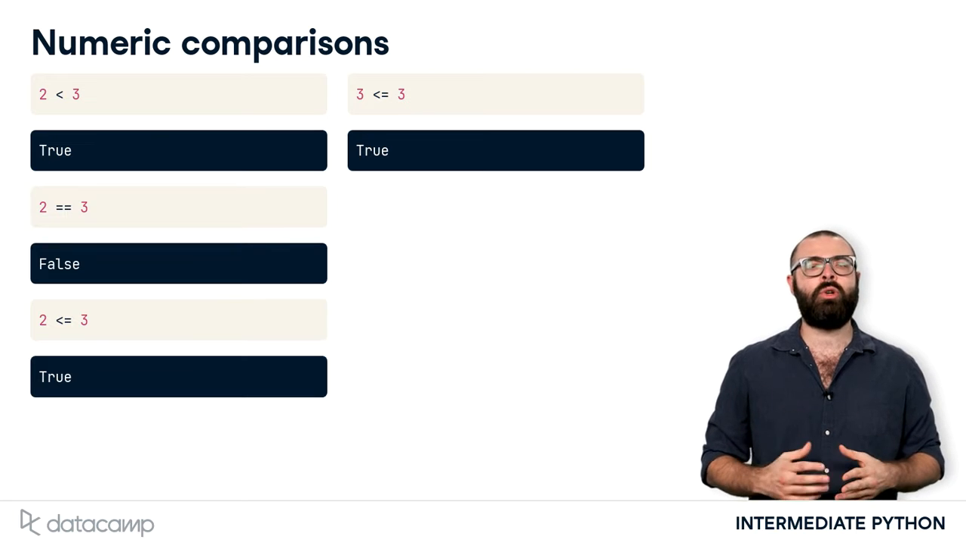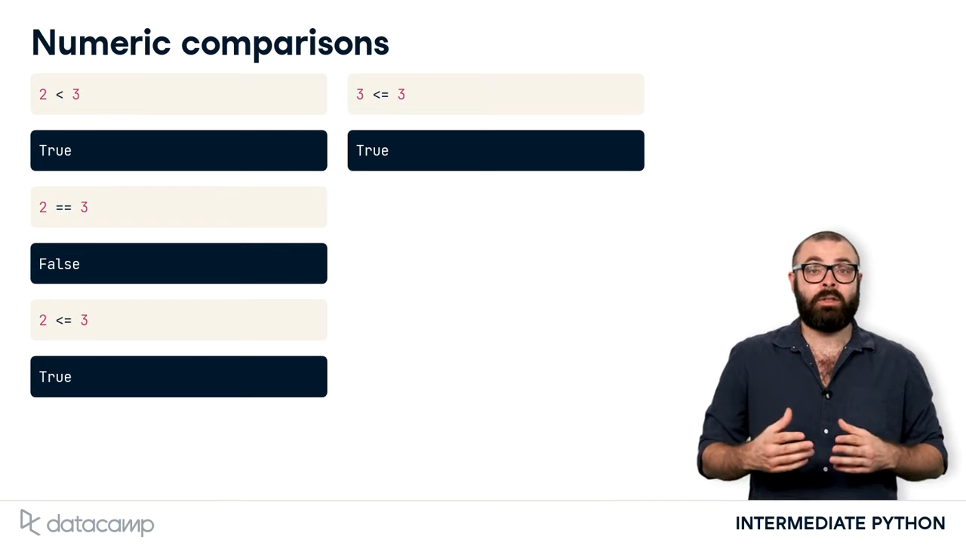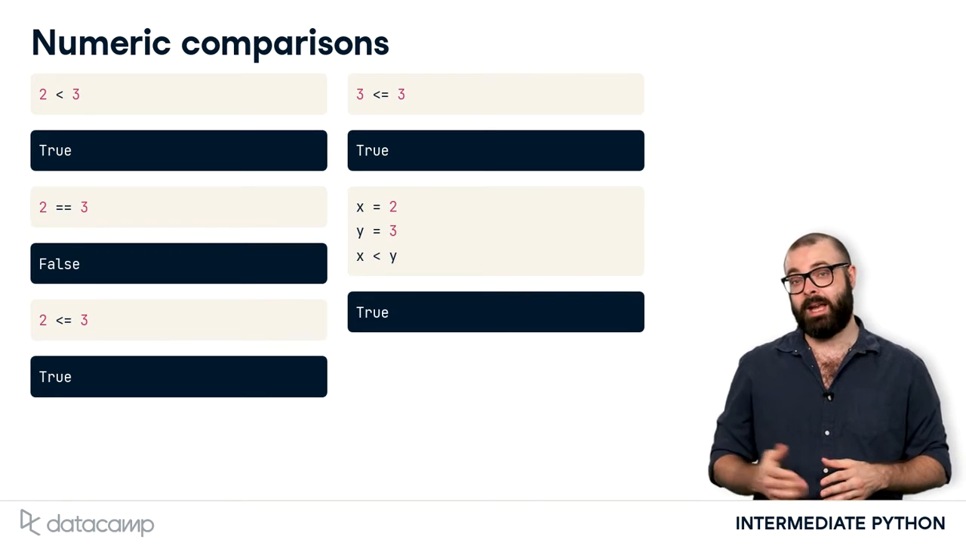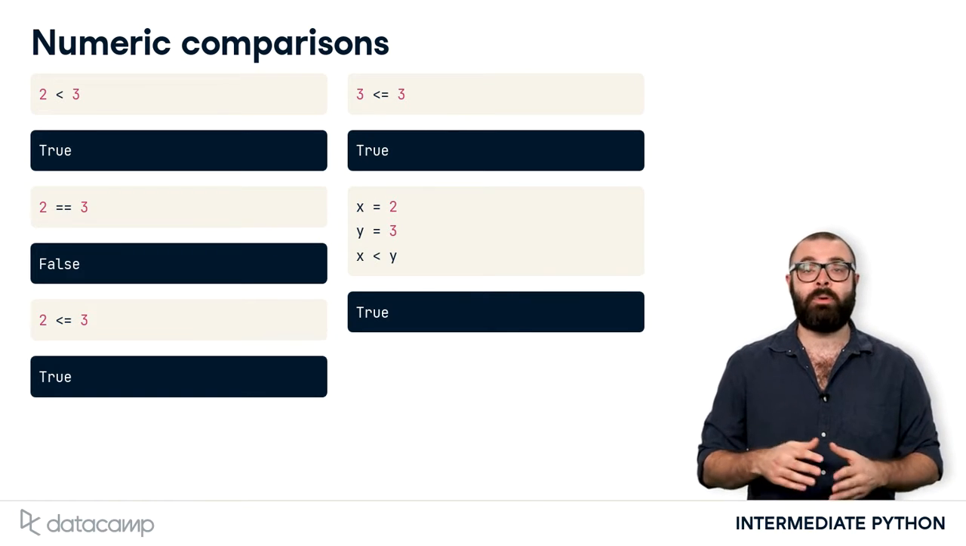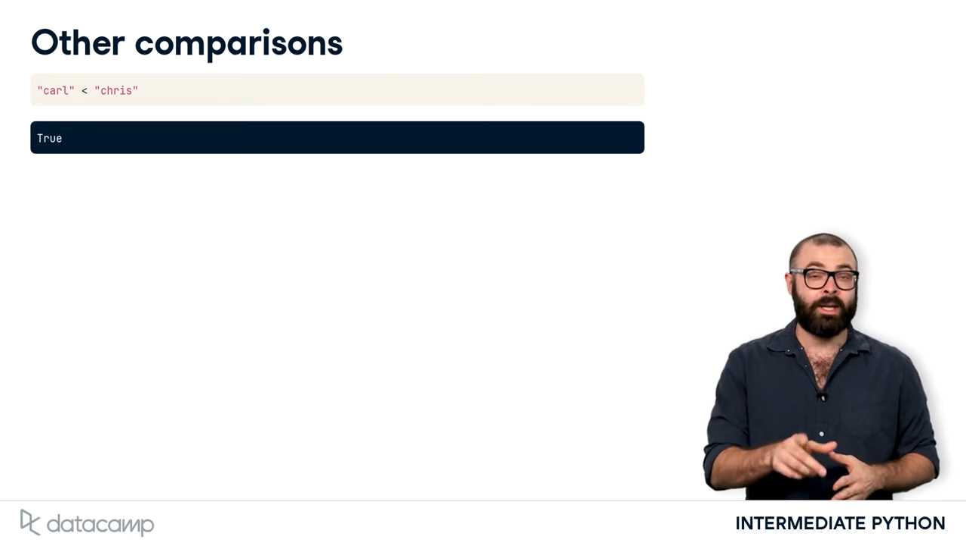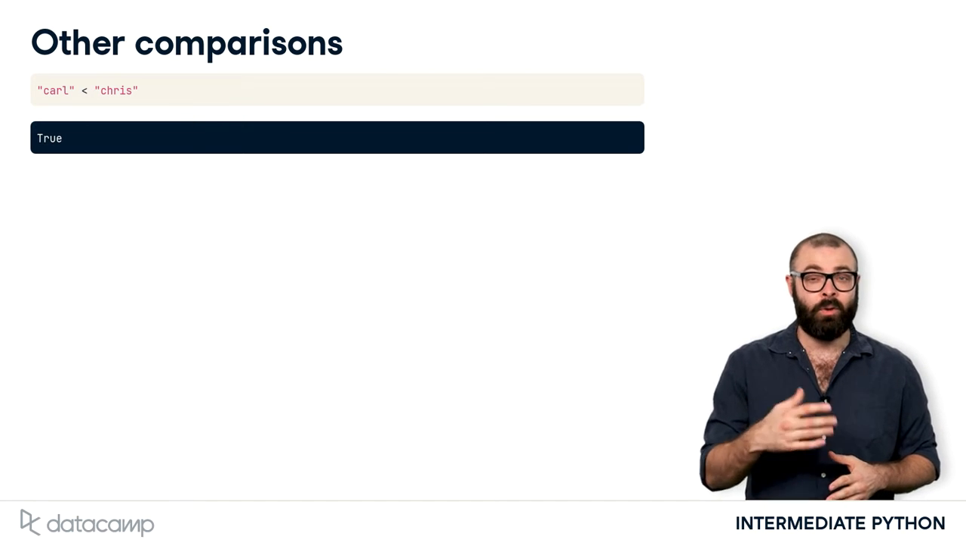Of course, you can also use comparison operators directly on variables that represent these integers, like I did in this example. All these operators also work for strings. Let's check if Carl is smaller than Chris. According to the alphabet, Carl comes before Chris, so the result is True.